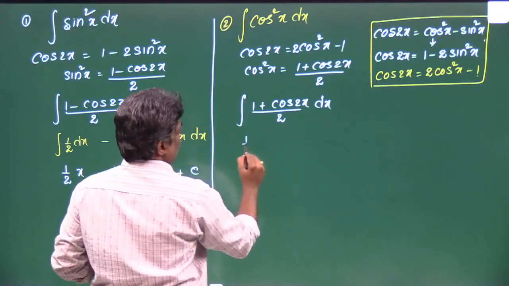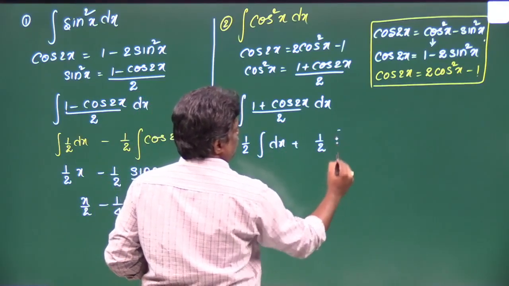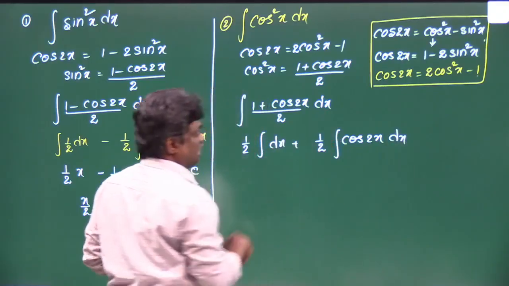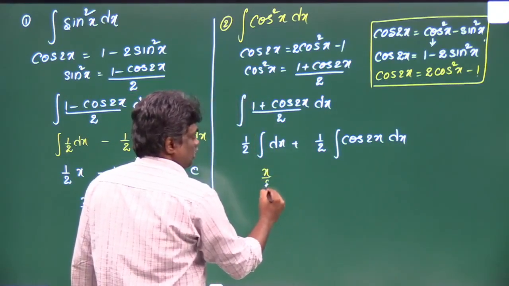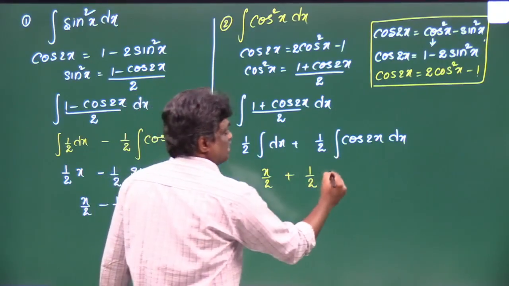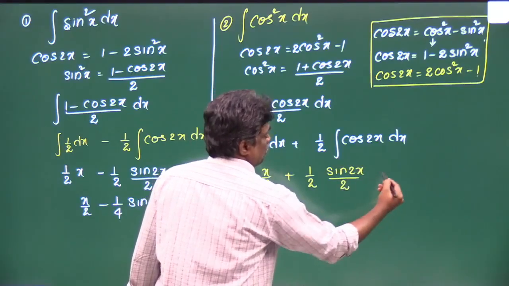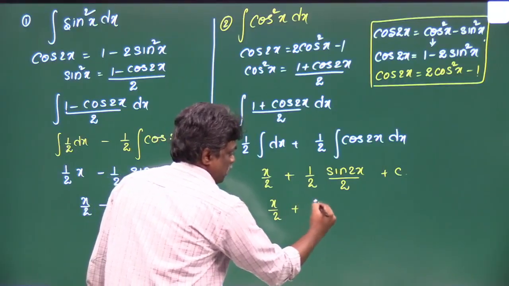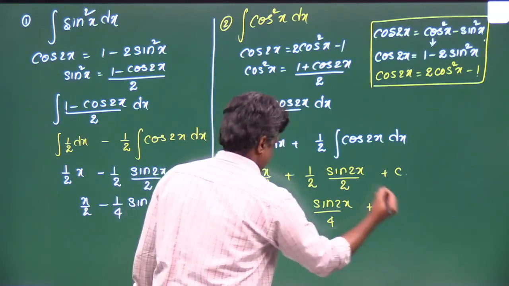Split it: 1 by 2 outside, integral dx, plus 1 by 2 outside, integral cos 2x. If any constant is there, you can write it outside, the first rule. So this is x by 2 plus 1 by 2 as usual, and the integral of cos 2x we have just done, that is sine 2x by 2. Of course plus c, the integration constant. So x by 2 plus sine 2x by 4 plus c.